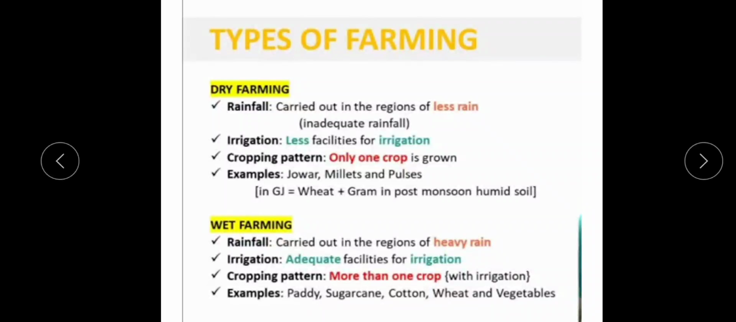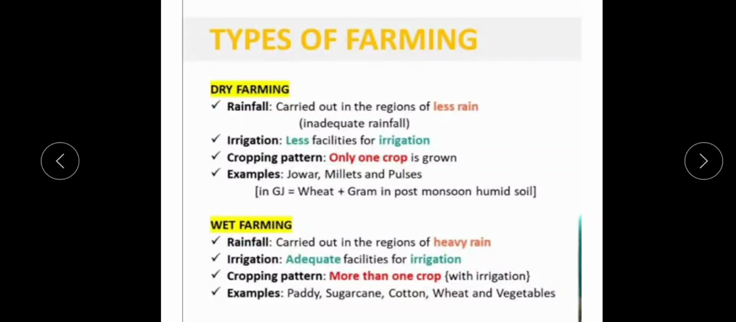Now, the reason I have mentioned these two topics together in the slide is that I have shown here the comparison. Dry farming is carried out in the region of less rain, and wet farming is carried out in the region of heavy rain. In dry farming, there are fewer irrigation facilities, while adequate facilities for irrigation are there in wet farming.